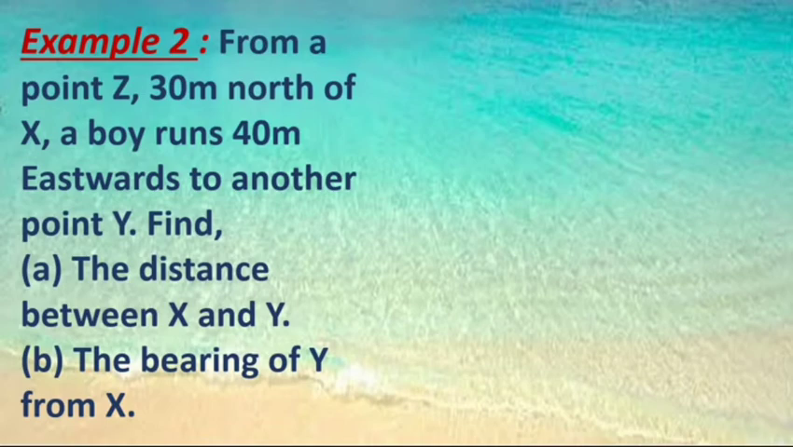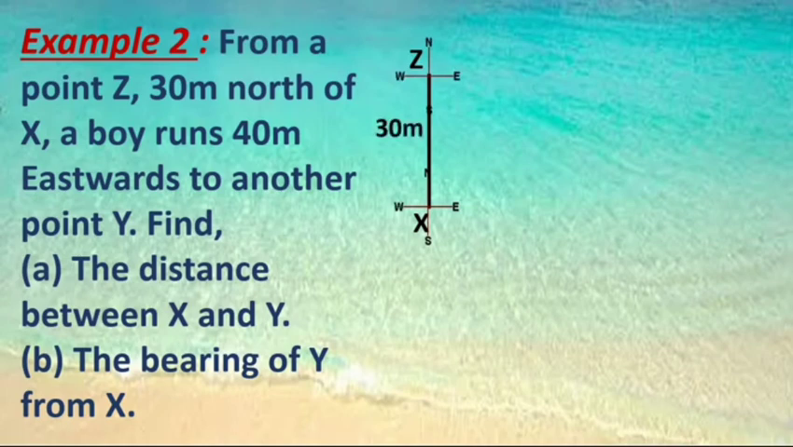First of all, I have to construct a diagram from the given parameters. I know my point Z is 30 meters north of X. I will have to insert my cardinal points at X and place my point Z due north of X. And I'll make sure the distance between them is 30 meters. That's my Z, and the distance between them, 30 meters.